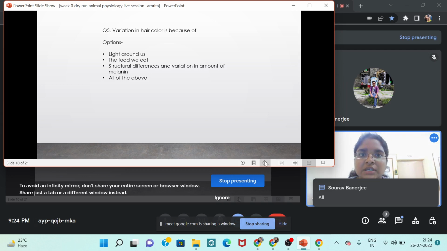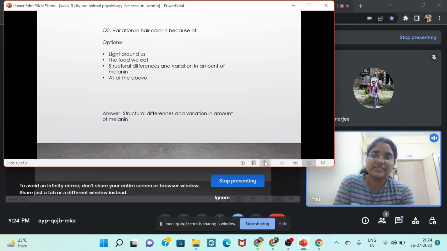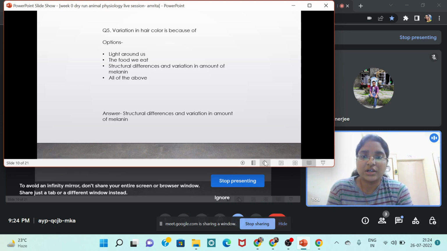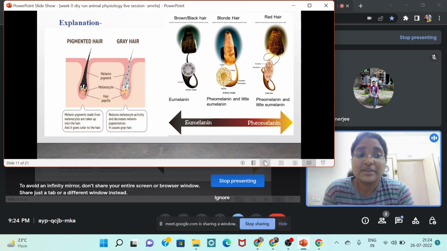Okay, people are giving different answers. Let's see what is the correct answer. Answer is structural differences in variation and amount of melanin. So melanin is the core protein which is responsible for our hair color variation. We'll see how. Basically melanin is the pigment which gives black color to our hair, and a decrease in the melanin leads to gray hair.